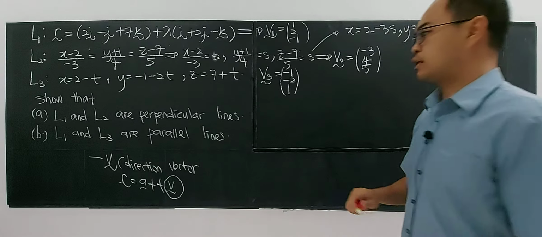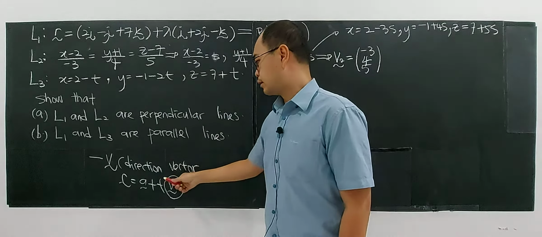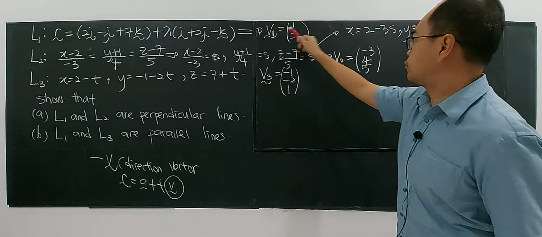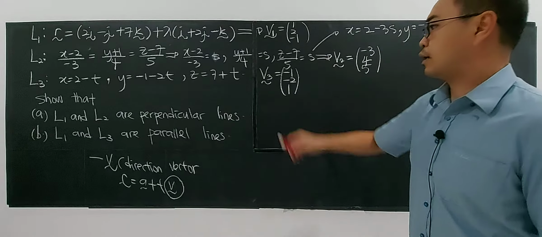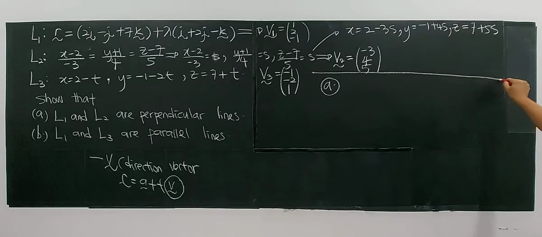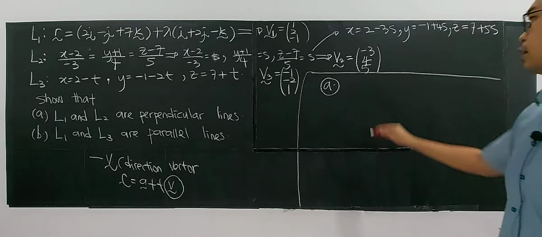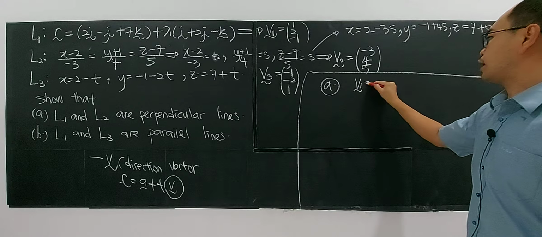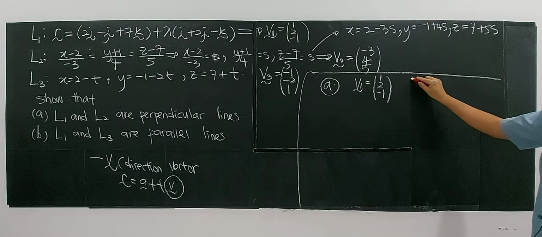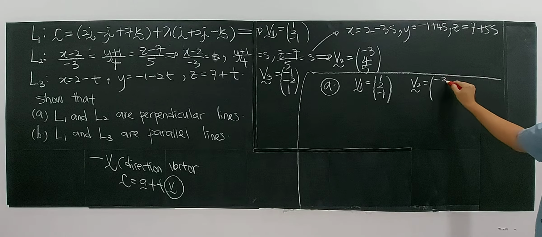The most important thing, when you want to show straight lines are perpendicular or parallel, is the direction vector. So I have the direction vector for each of the lines. Now let's look at part A. To show that L1 and L2 are perpendicular, we have to use V1, which is (1, 2, -1), and V2, which is (-3, 4, 5).